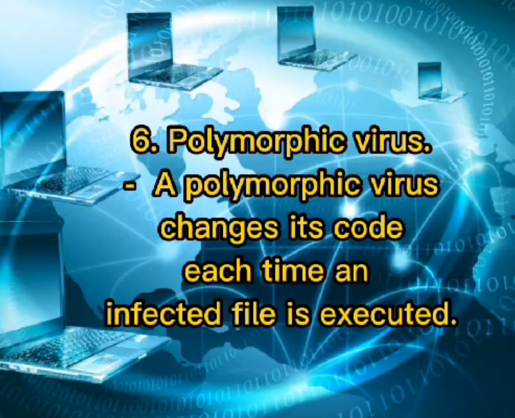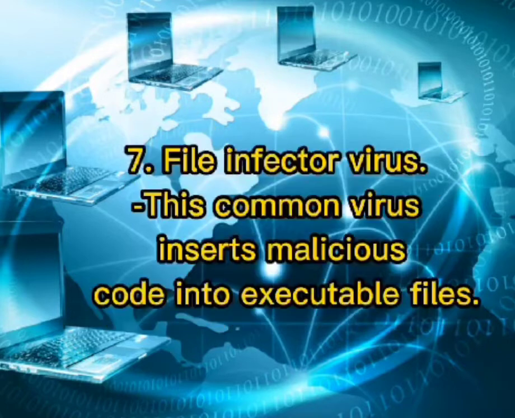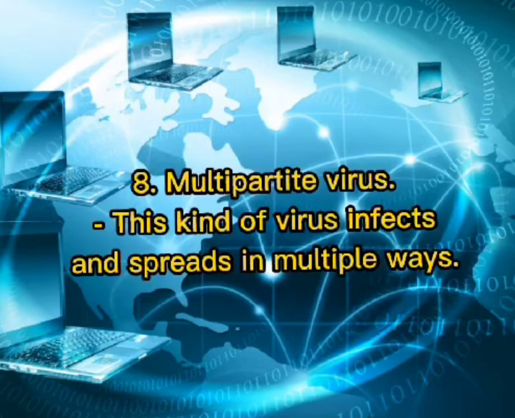6. Polymorphic virus. A polymorphic virus changes its code each time an infected file is executed. It does this to evade antivirus programs. 7. File infector virus. This common virus inserts malicious code into executable files. Files used to perform certain functions or operations on a system. 8. Multipartite virus. This kind of virus infects and spreads in multiple ways. It can infect both program files and system sectors.